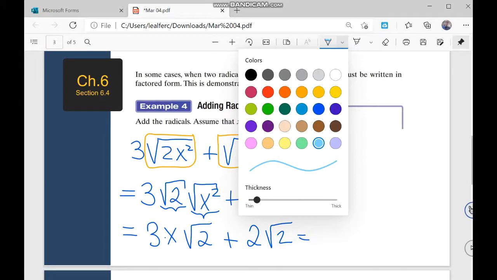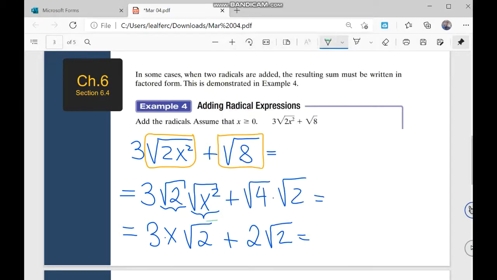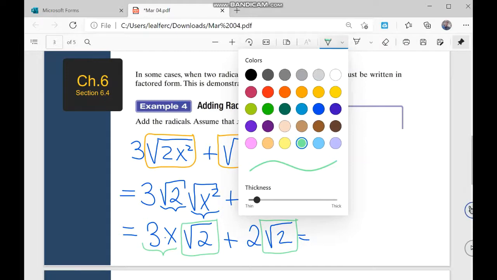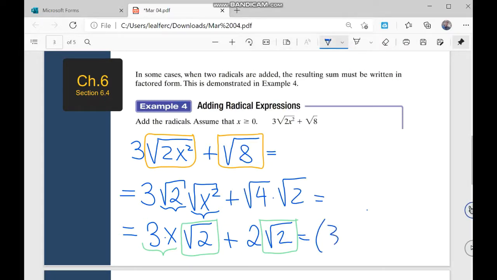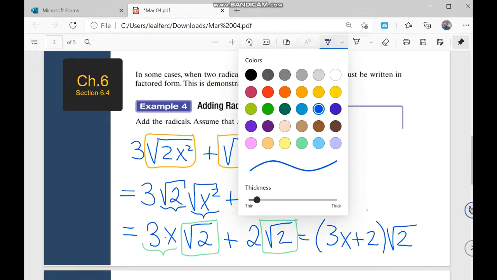Now, check this. Yes, now we can identify the radicals. See? The square root of 2 is going to be the like radical, and we have to combine. But we cannot just add 3x plus 2. We will write the expression 3x plus 2 times the square root of 2. This is going to be the answer.